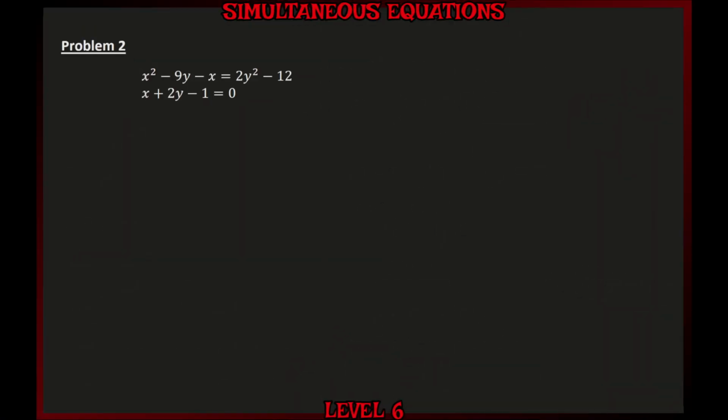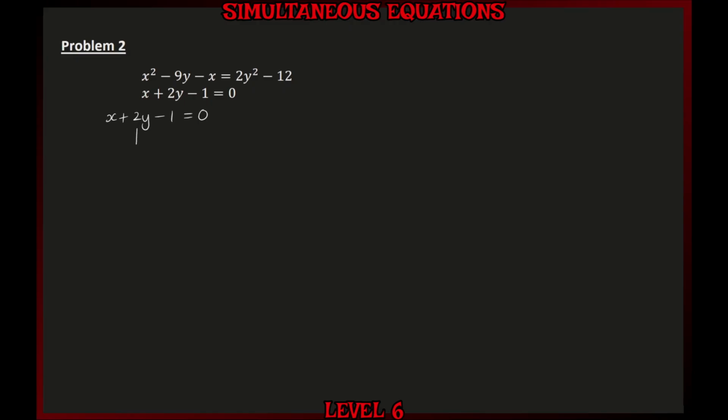In problem 2, we're solving x squared minus 9y minus x equals 2y squared minus 12, and x plus 2y minus 1 equals 0. Now, since the first equation is nonlinear and the second one is linear, we're going to solve these by substitution. To do this, we want to write the linear equation so that either x or y is the subject. Looking at the second equation, x plus 2y minus 1 is equal to 0, it looks like it's going to be easiest to make x the subject.